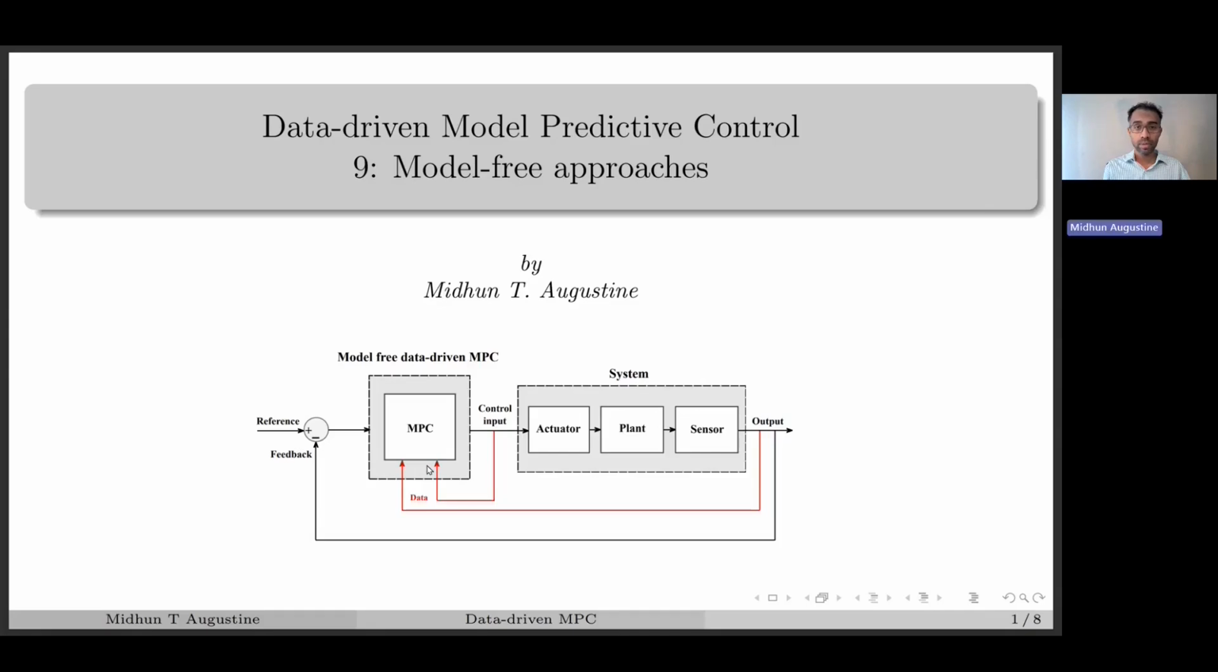Hello everyone, welcome to a new lecture in the series of data-driven model predictive control. So far in this lecture series, we were focusing on model-based data-driven MPC schemes, where the system identification is also a part of the algorithm. In this lecture, we will discuss model-free control approaches, where the control input is directly computed from the data without a system identification step.